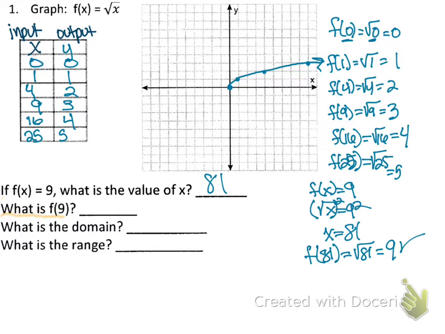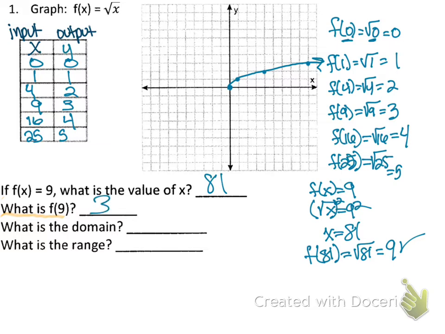What is f of 9? I like this question right now because we already did it. We did that up here. We already found f of 9 when we were doing that table right there. So we found that f of 9 equals 3. So we didn't have to do anything extra for that one.